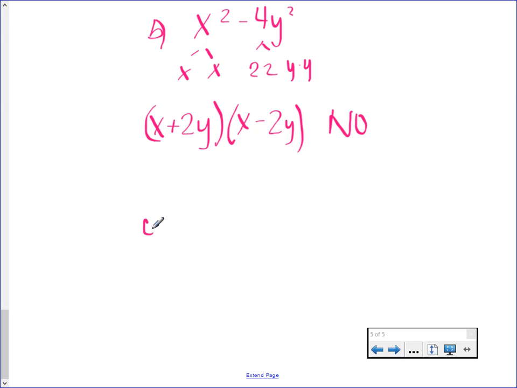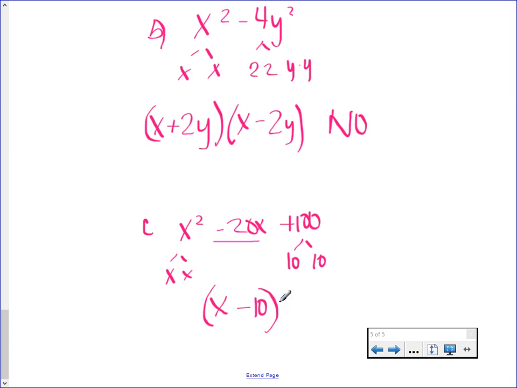C, x squared minus 20x plus 100. X squared is the same thing as x times x, and 100 is the same thing as 10 times 10. The middle number is negative, so that makes your signs negative. So it's going to be x minus 10, x minus 10, or you could just say x minus 10 squared. So could this one be a square?